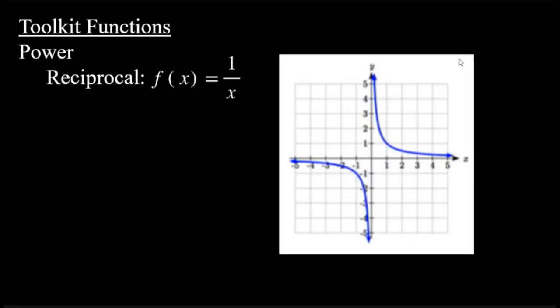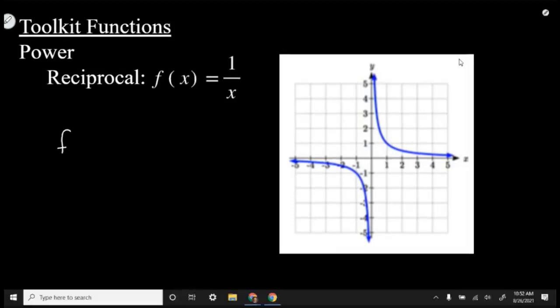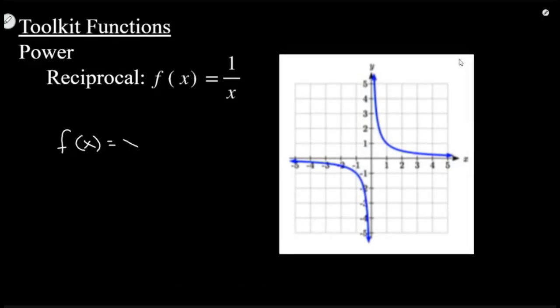Another one that is a power function is the reciprocal function. Now, it doesn't maybe look like a power function, but the reason is because it can also be written as this with a -1. So that's what makes it in the power function family, because the exponent, the power, is a -1. But it's the reciprocal function, and it looks like this.